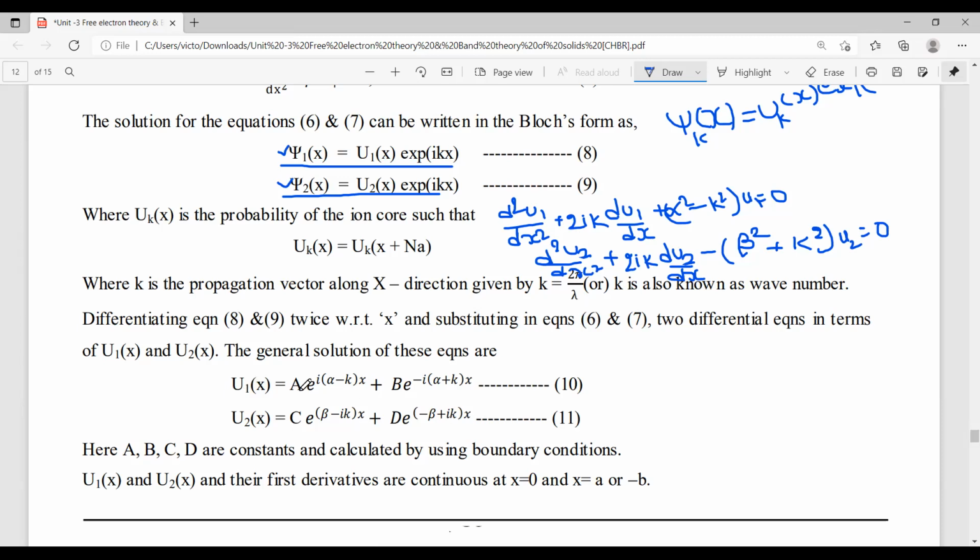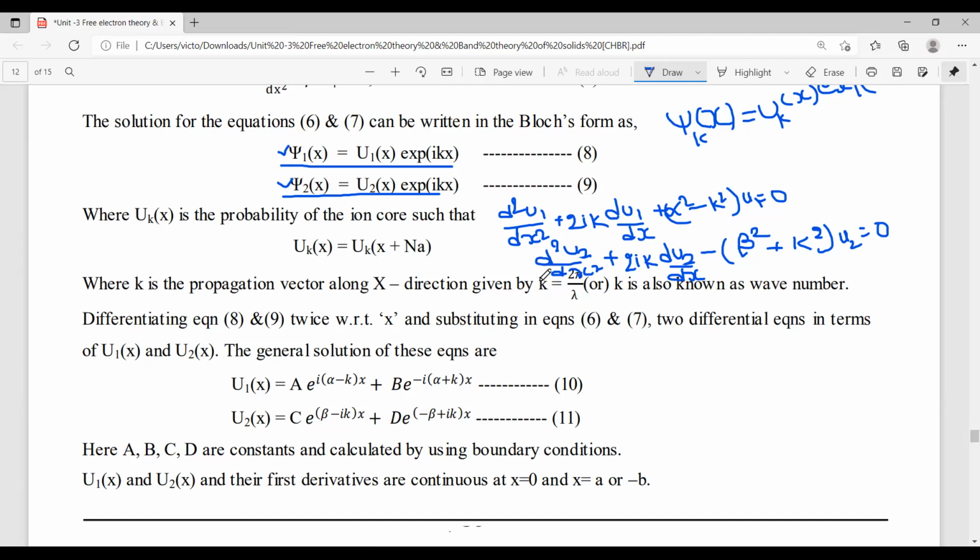By taking solutions in the form, u1 of x is equal to a e power i alpha minus k into x, that is exponential, plus b e to the power of minus i alpha plus k into x.